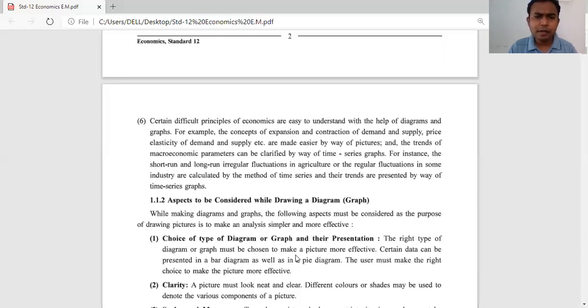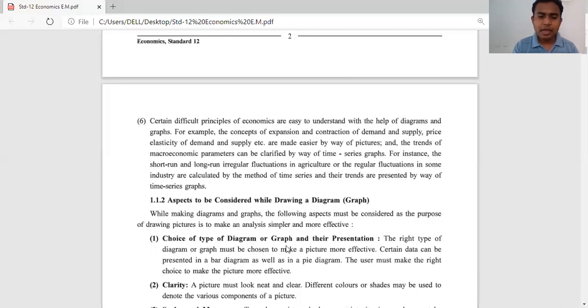Also in macroeconomics, we have different parameters. So we use time series graphs and various methods to show the information. For example, the short run and long run irregular fluctuations in agriculture or the regular fluctuations in some industries can be calculated by the method of time series graph. So different information can be presented, whether it is microeconomics or macroeconomics. Graphs are very helpful for understanding the information.